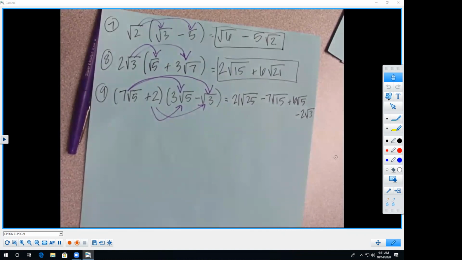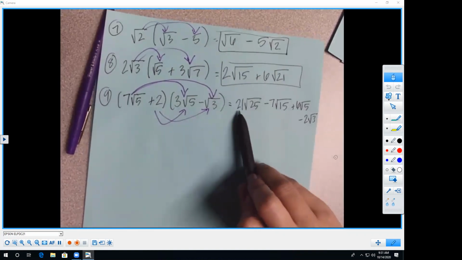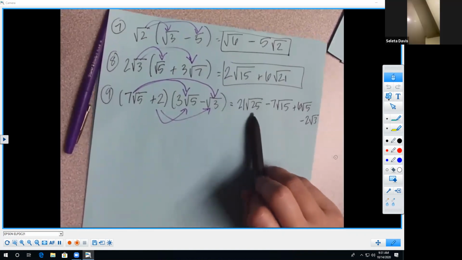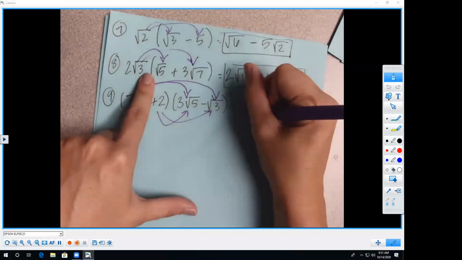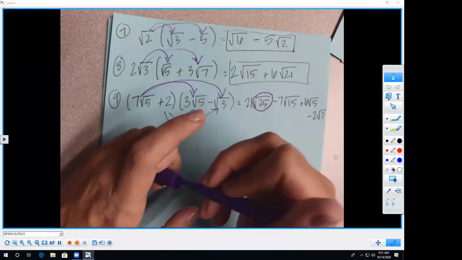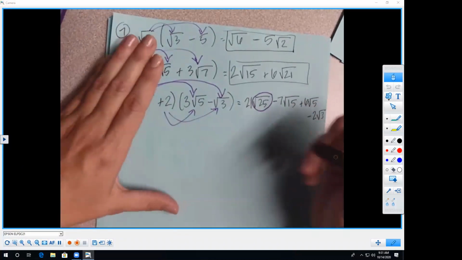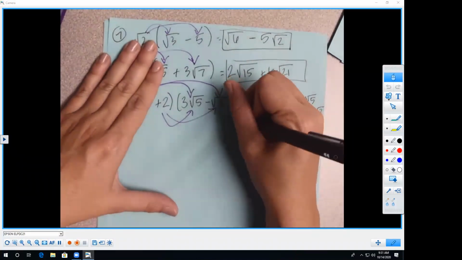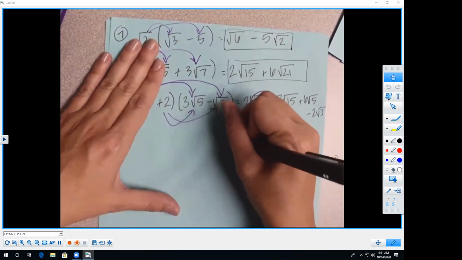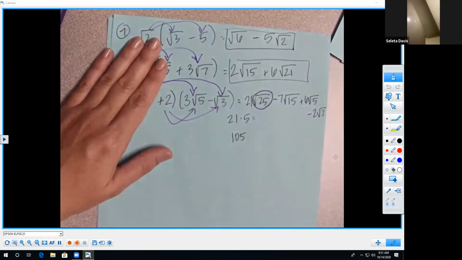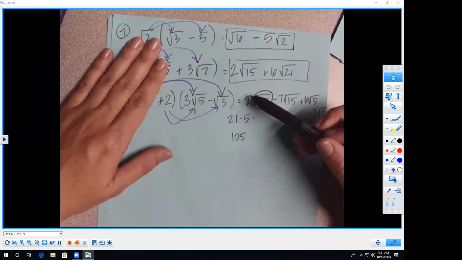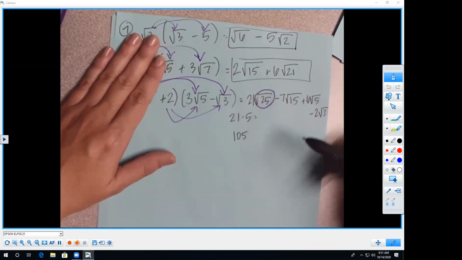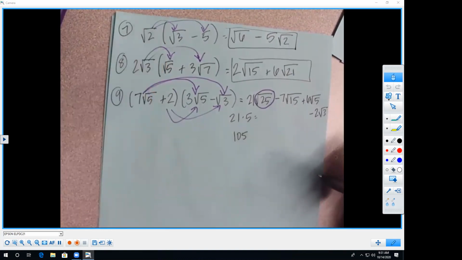Okay, from there, we look to see, is there anything we can simplify? Can we combine any like terms? Look at the first term, 21 square roots of 25. Can I do anything with that? Yeah, what is the square root of 25? 5. So that's like 21 times 5, which is 105, because I took the square root of 25 to get 5.